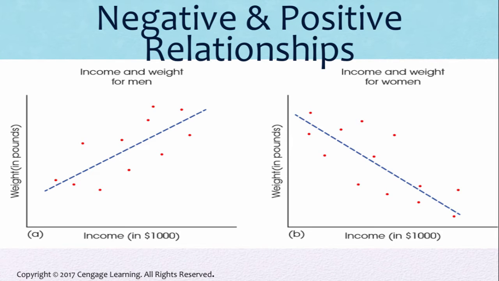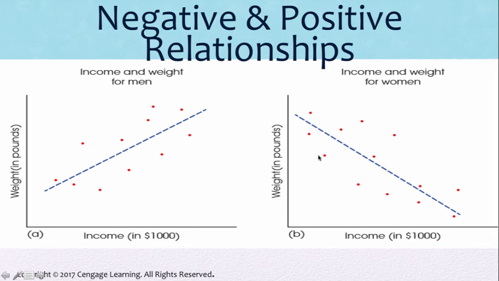And so here I have two scatter plots. In A, on our left, we have the relationship between income and weight for men, and on our right, we have the relationship between income and weight for women. And if we look at the first scatter plot, what we can see is there's a positive relationship between income and weight for men. And so as income increases, so does weight also increase for men.